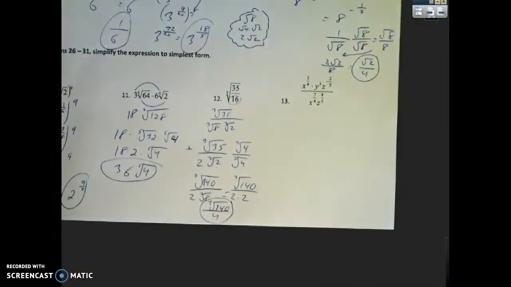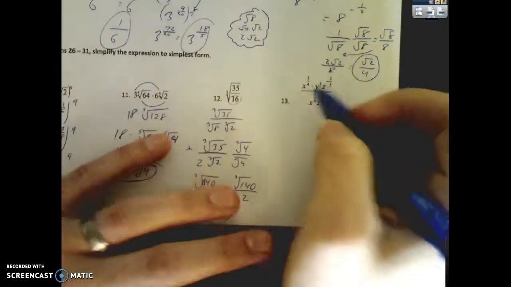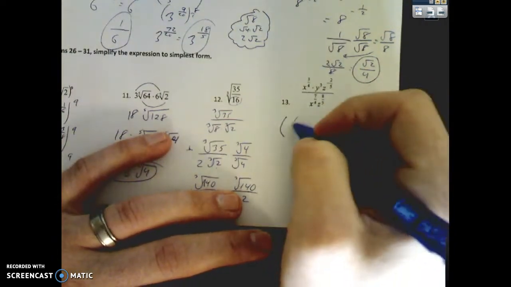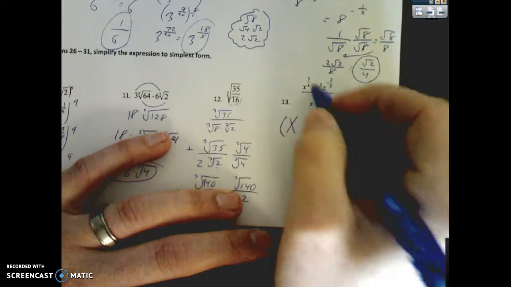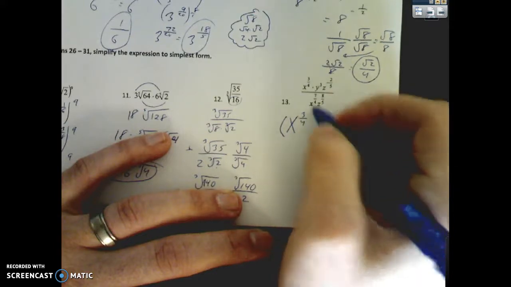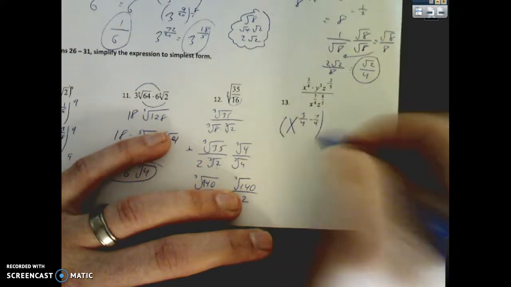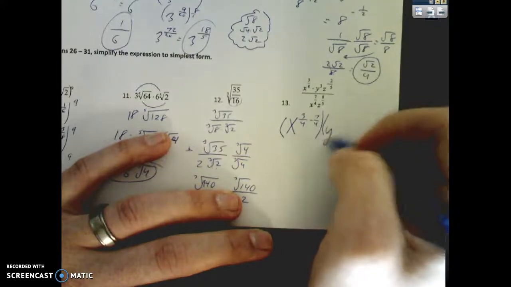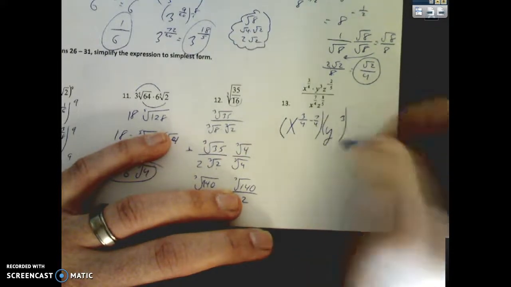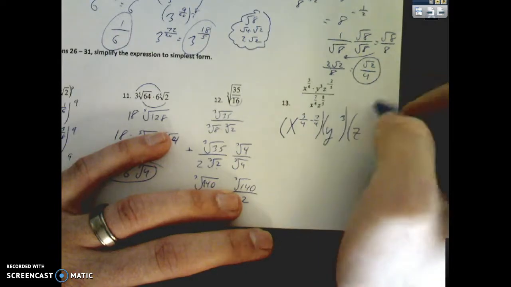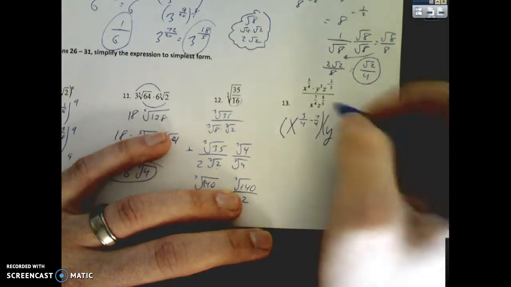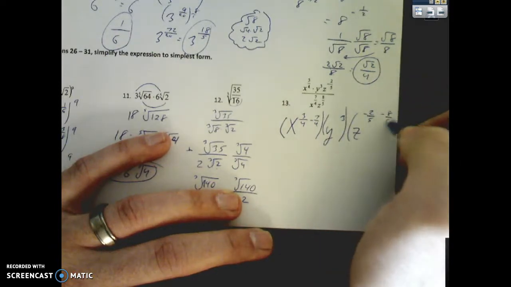Alright, again, feel free to pause this, ask questions as you go. Number 13. I'm going to basically break this up. I'm doing x 3/4 minus 7/4. That's all my x's. I'm going to do y to the 3rd, and I don't have any y's down low. And I do z to the negative 2/5 minus my bottom, which is 8/5.